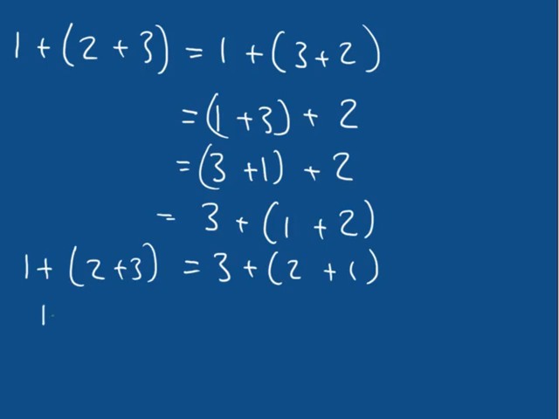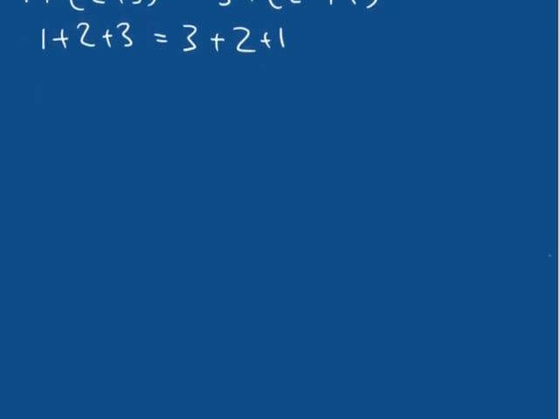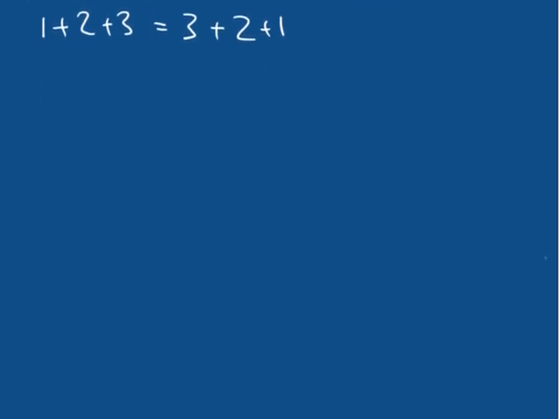We can get rid of the parentheses because we know from our order of operations that these are going to work out exactly the same. We're just adding numbers together. So 1 plus 2 plus 3 is equal to 3 plus 2 plus 1. Yes, it's a very basic example. Yes, it may seem a little bit redundant, but the underlying concept is actually very important.